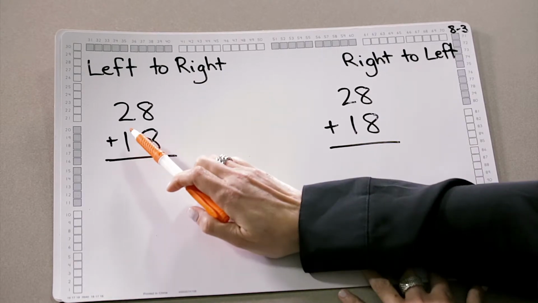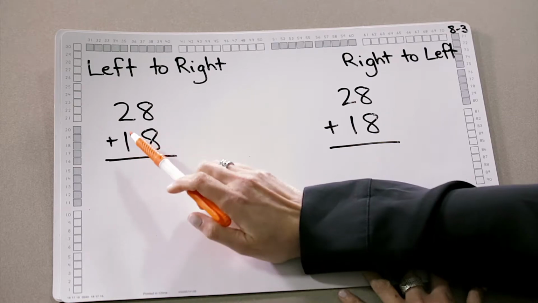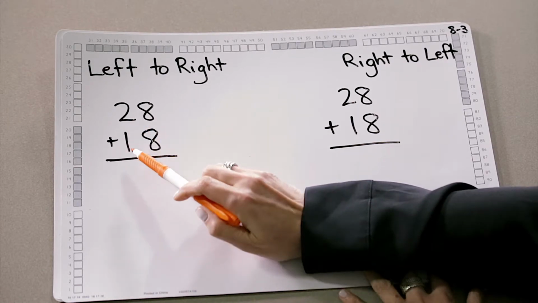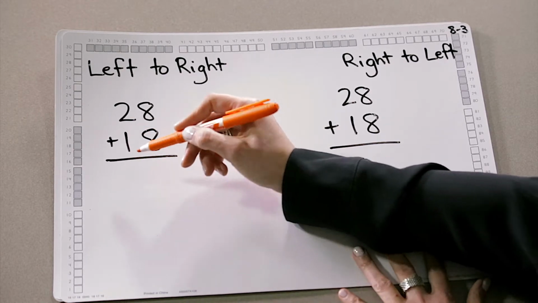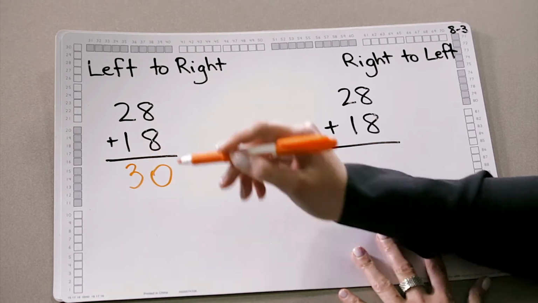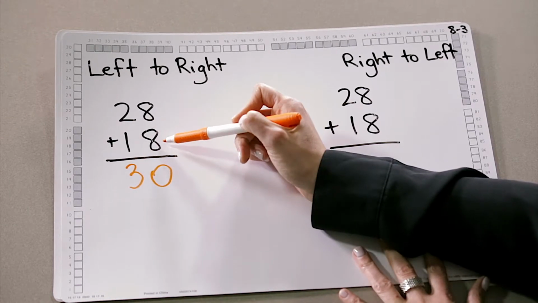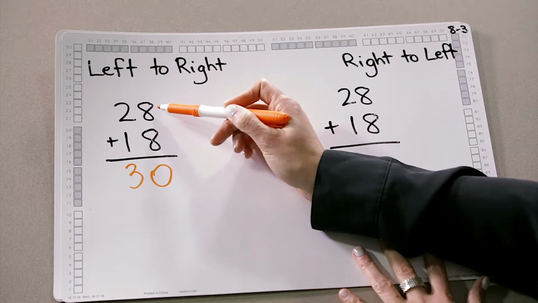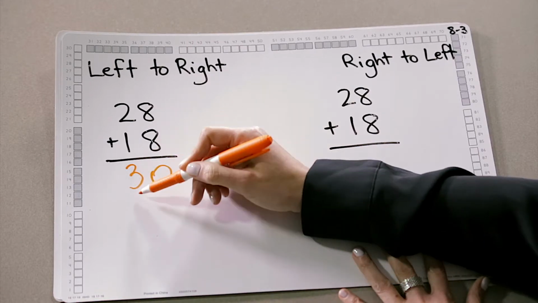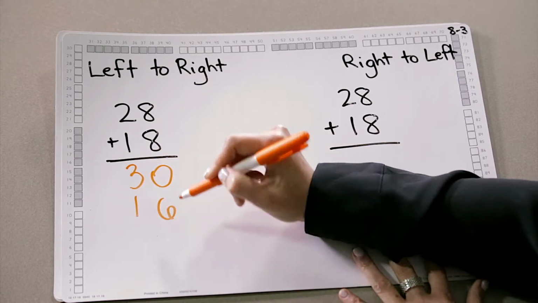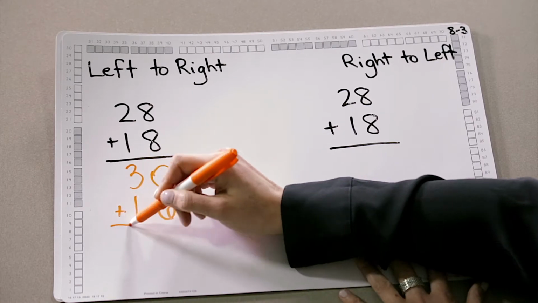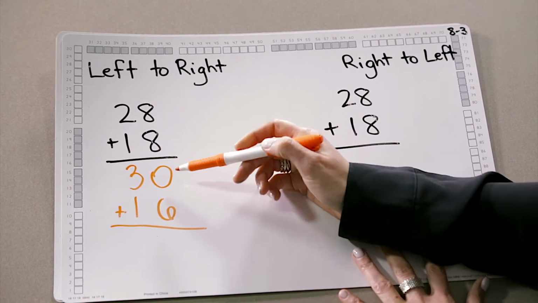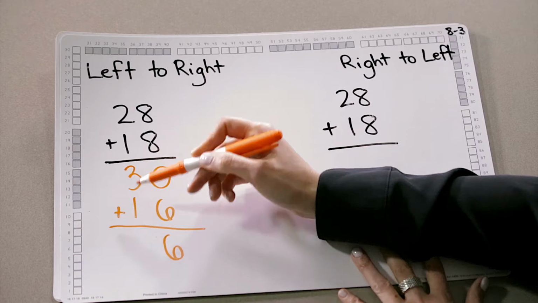Another strategy the students can use is going from left to right. The students are going to start with the left, which they know is the 10s place, so they're going to add two 10s plus 1 10, or 20 plus 10, which is 30. And then they're going to go to the right, which is where the 1s are, so they're going to have 8 plus 8, which is 16. So then they would write the 16 underneath, and then they're going to add these two together to get their total.